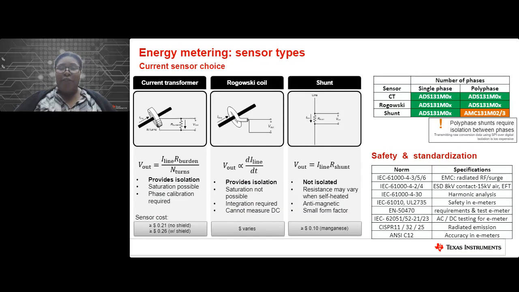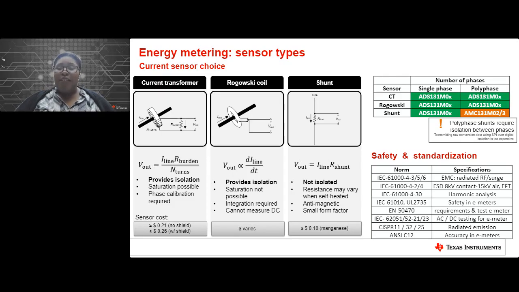So for metering, there are three different types of sensors that are commonly used. The first is the current transformer, or also just called CT. This one is phase calibration. There's also Rogowski Coil, which is very similar to the current transformer, and also has inherent isolation. Rogowski is a little less common with customers, so traditionally what you will see would be the current transformer metrology. And then finally, the shunt sensor, which is not inherently isolated, but is anti-magnetic through just the nature of the sensor.